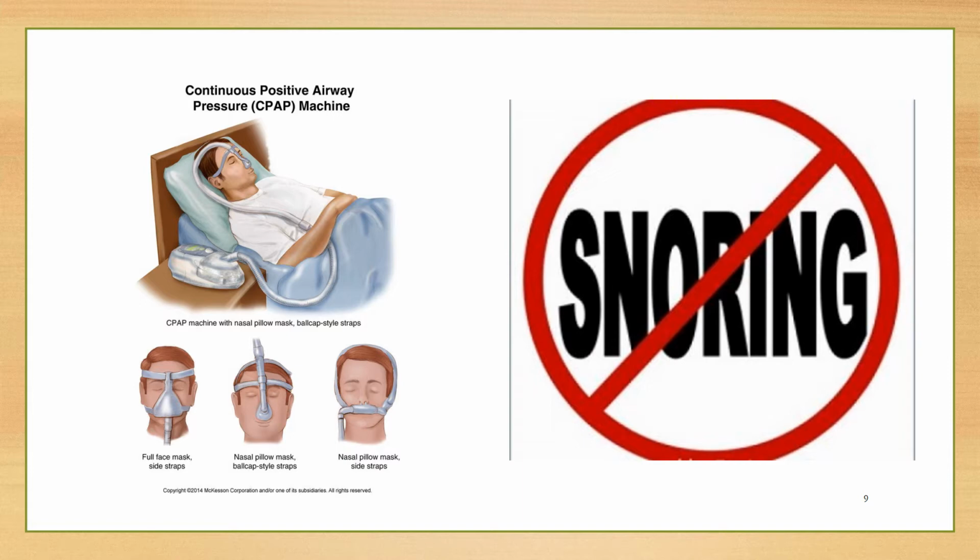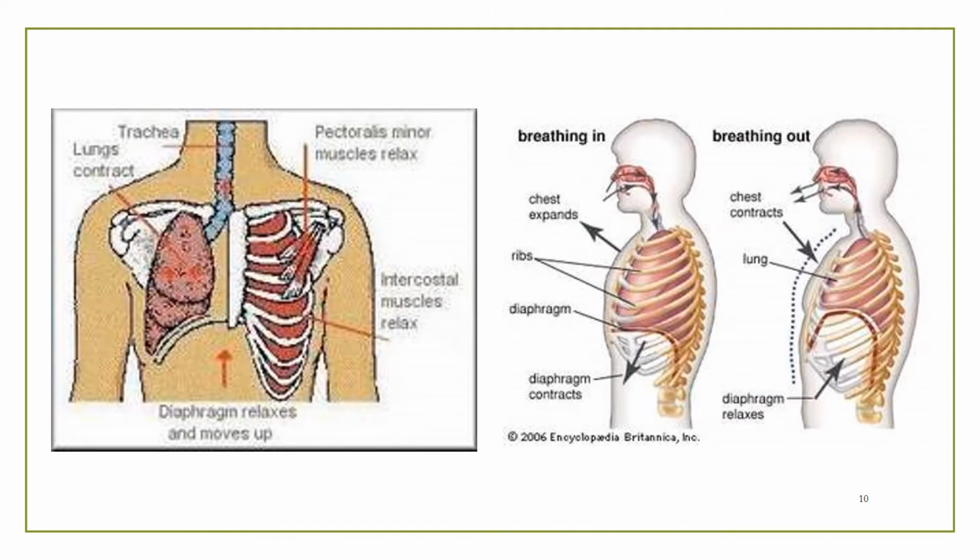This chart shows the continuous positive airway pressure, or CPAP machine, and various masks that can be used with it. These charts show the lung and chest area and what happens when we breathe in and breathe out.